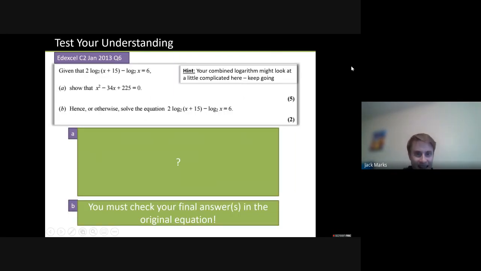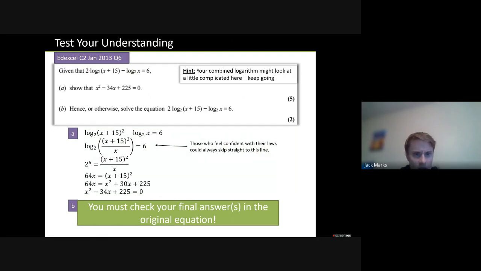Pause the video and have a go at this one here. It might get a little bit complicated. It might feel like that when you're combining the logs, but keep with it. And it is a show that question, so you can look ahead and get an idea of where things are going. Pause the video and have a go. And I'm assuming that you've done that.